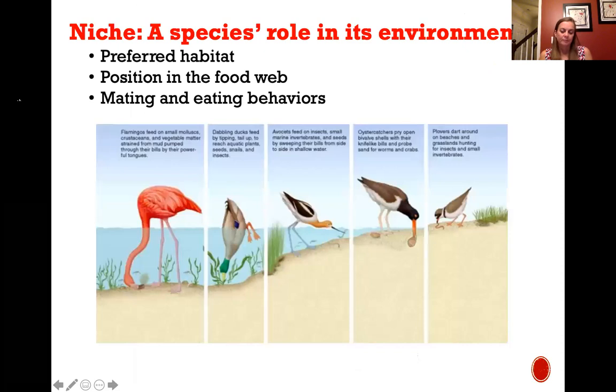Okay, before we come to the other 2 types, let's talk about this idea of a niche. So a niche is a species' role in its environment. When we talk about a niche, we're talking about both the preferred habitat, the position in the food web, and the mating and eating behaviors of an animal. So if we look at these 5 birds, they're all shore-dwelling birds, but they eat different things. They occupy different areas of the shore, and so they each have their own niche.